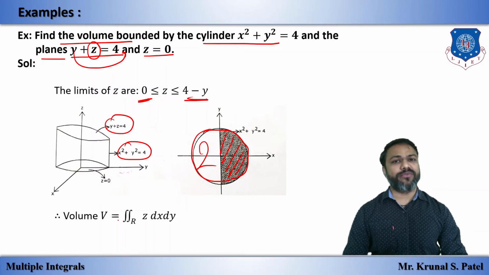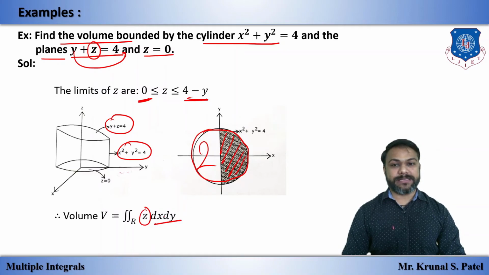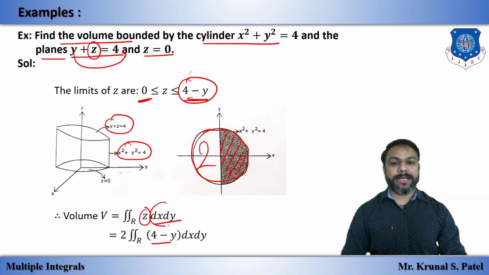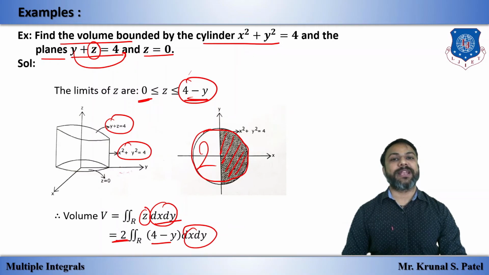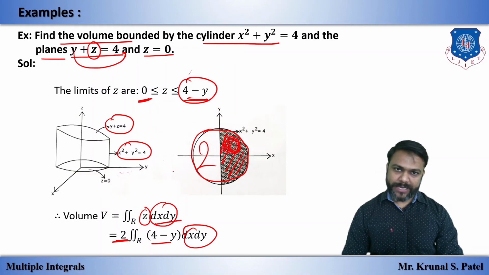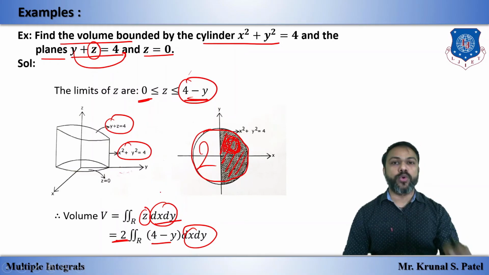So volume V is equal to double integration of z dx dy. Now we can calculate this z, that means we put 4 minus y here. So we have 4 minus y, and dx dy as it is, and 2 times, because as I told, this is symmetric about the y-axis. Or we can take this in the first quadrant and multiply with 4 also. It depends on us whether we want to multiply with 2 or with 4.